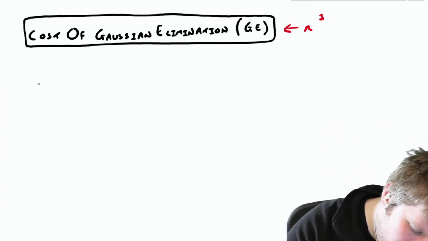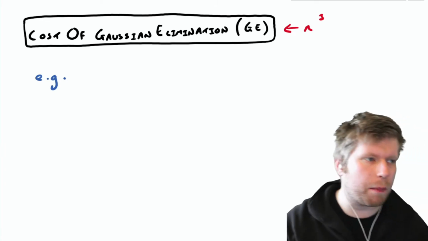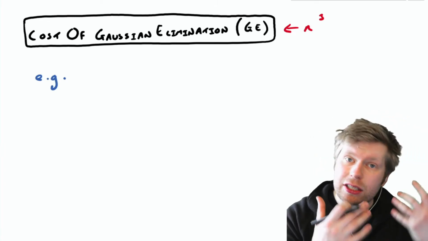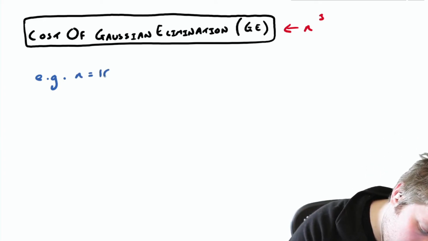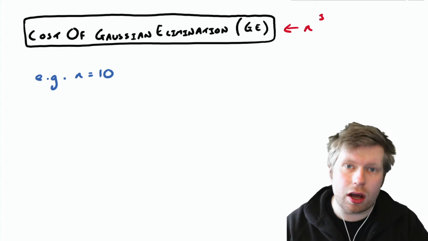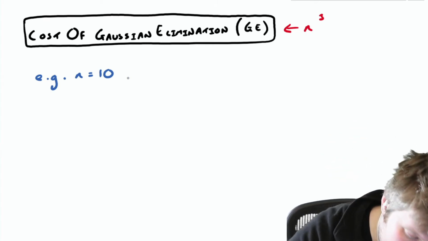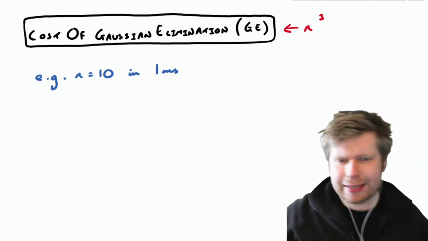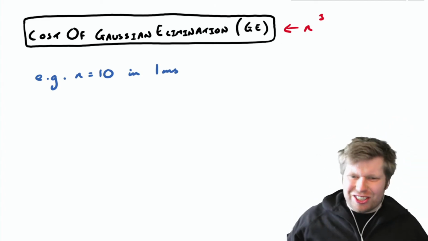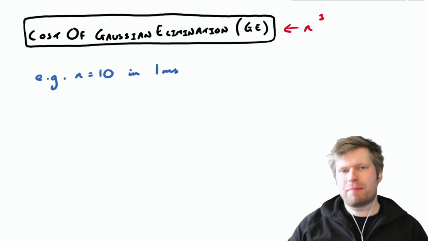Well, let's suppose that I code Gaussian elimination up in something like MATLAB, and I time how long it takes for my particular code on my particular computer to solve a system of 10 linear equations, with 10 unknowns, obviously. And I find that it takes 1 millisecond to solve. Now, you might be sitting there saying, do you know what? That's pretty good. I'm pretty happy with that.